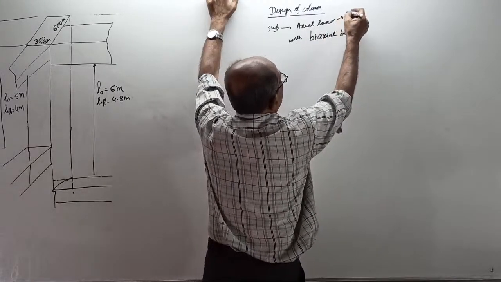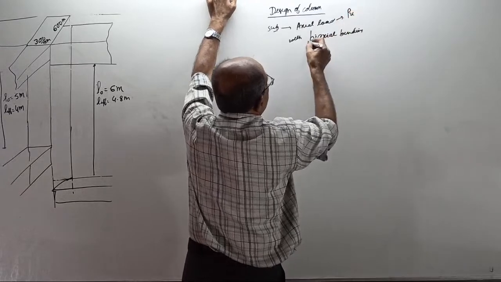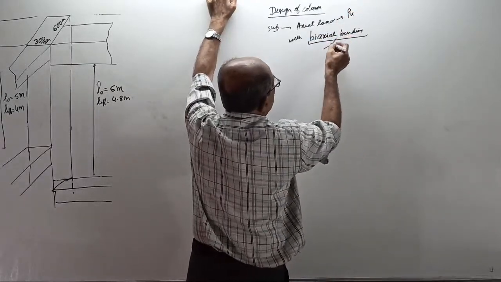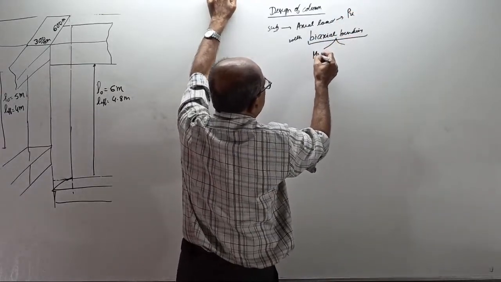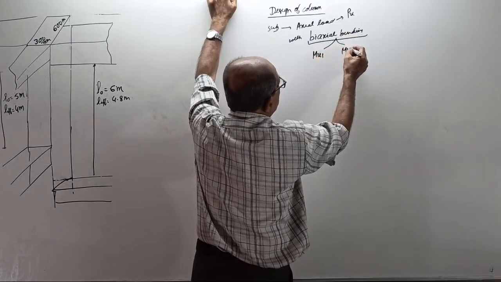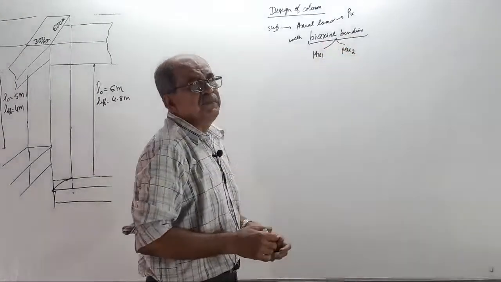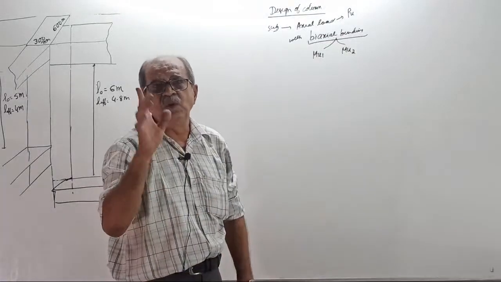Axial load means what? PU. Biaxial bending means two factored BMs. One of them is MU1, the other is MU2. You write there. I cannot keep on writing everything now. You write all the notes.